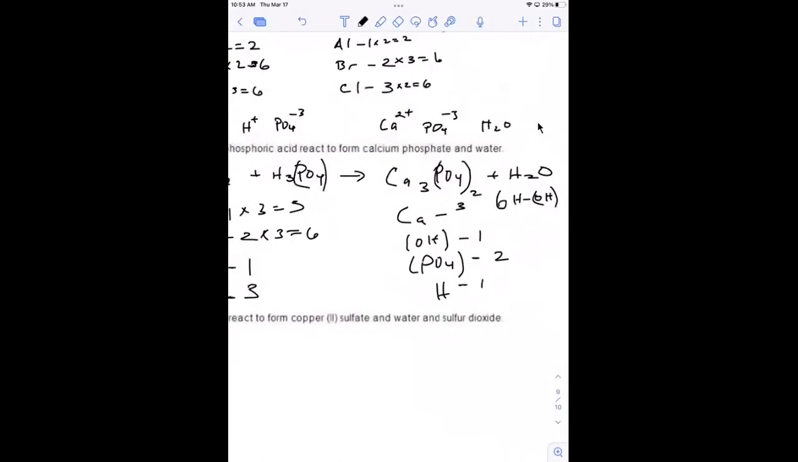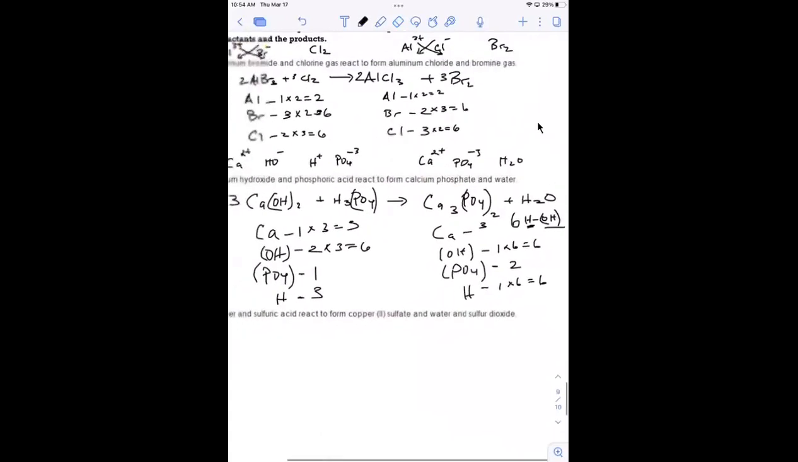We need a 6 in front of it. So that's going to be this OH times 6. And then this H is also going to be times 6. Right, so now we got 6 hydrogens, 6 OH groups, and we got 2 PO4s and 3 calciums.